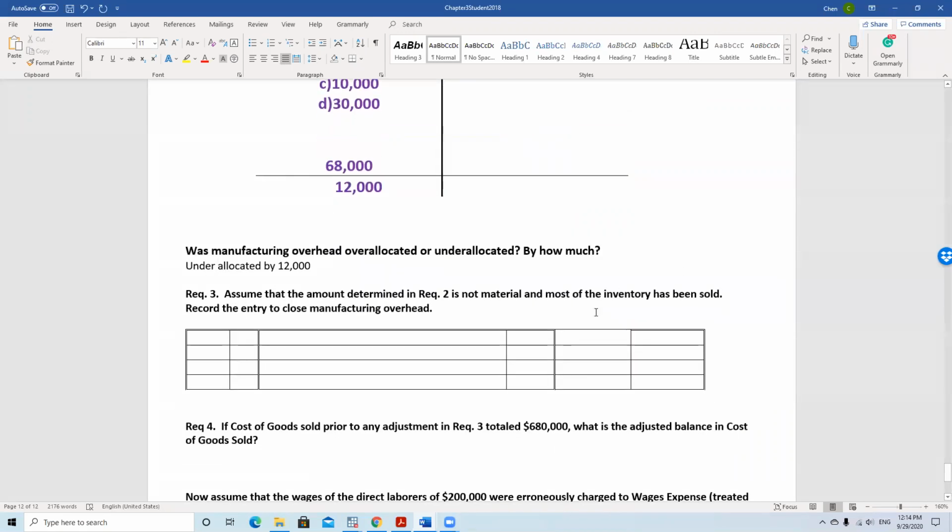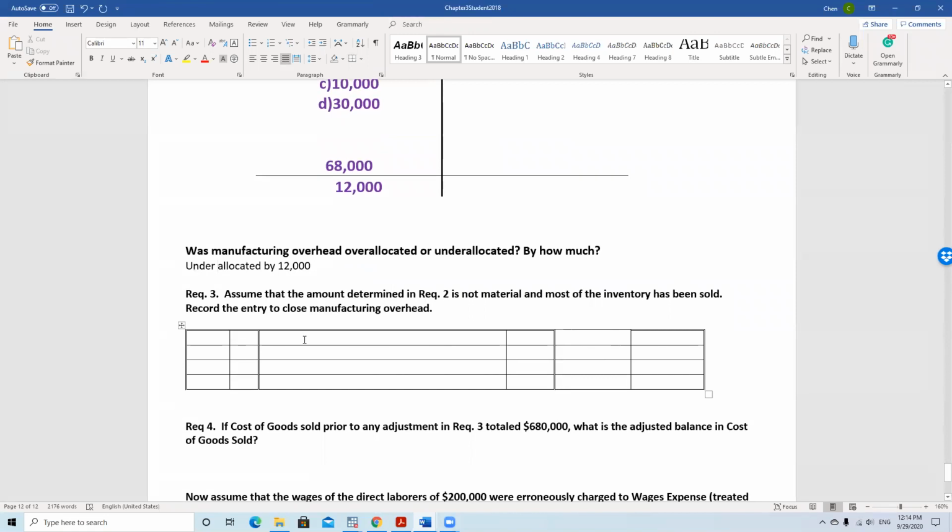Assume that the amount determined in request 2 is not material and most of the inventory has been sold. Record an entry to close manufacturing overhead. It's actually asking you what do you do if you are under allocating. Okay.